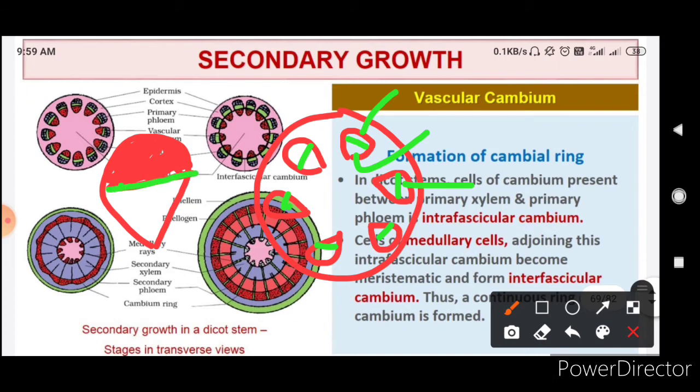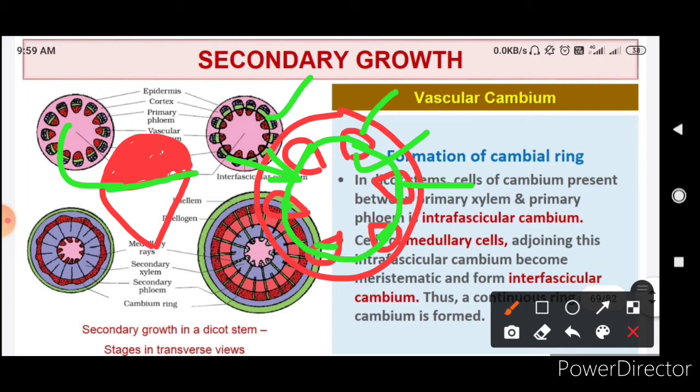Okay, so now this is called what? This is present between the xylem and phloem, so it is called intrafascicular cambium. Okay, now this cambium will do what? It will grow because it has meristematic functioning. Okay, and the cells which are present between the bundles are the medullary cells. So medullary cells present here will grow, and a ring like structure will be formed like this.